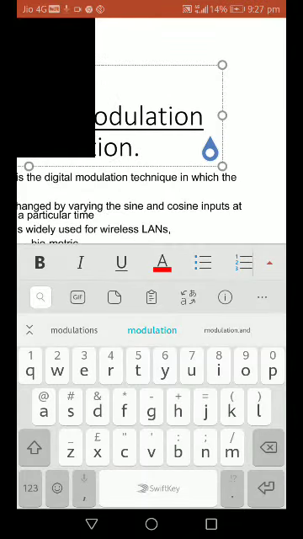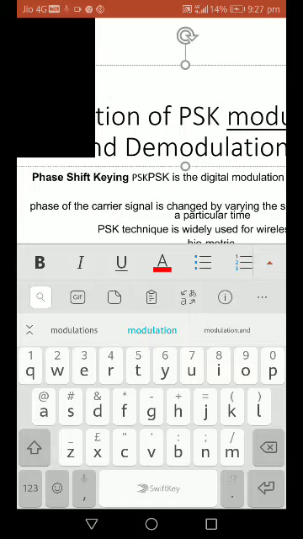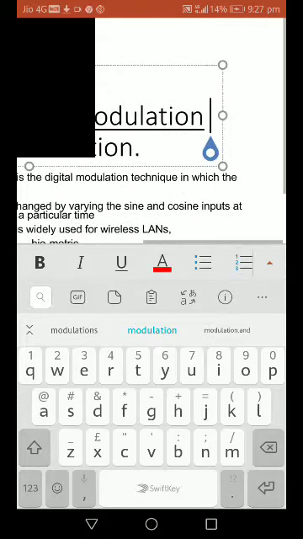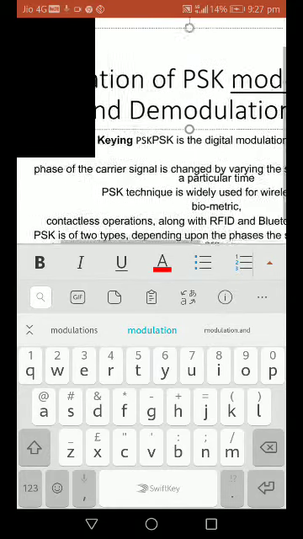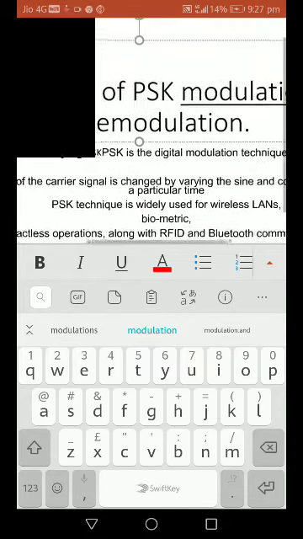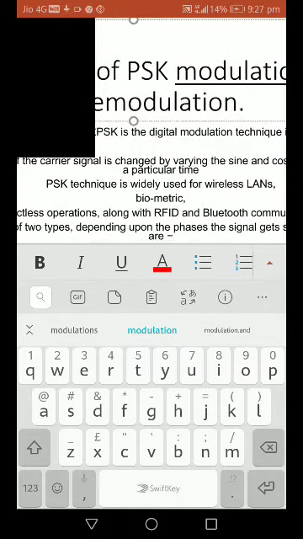Generation of PSK modulation and demodulation. PSK is phase shift keying. Phase shift keying is a digital modulation technique in which the phase of the carrier signal is changed by varying the sine wave or cosine wave inputs at a particular time, and this is called phase shift keying.